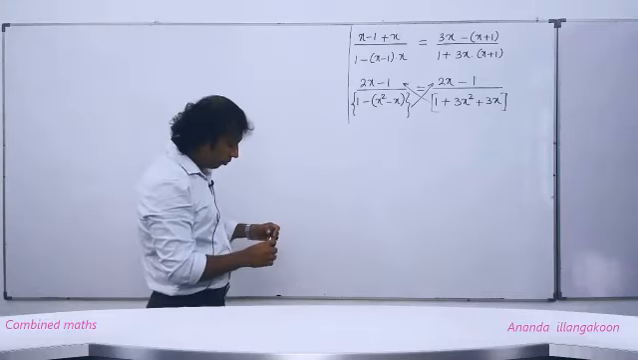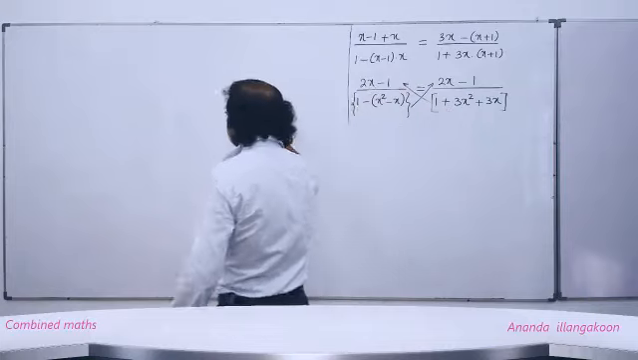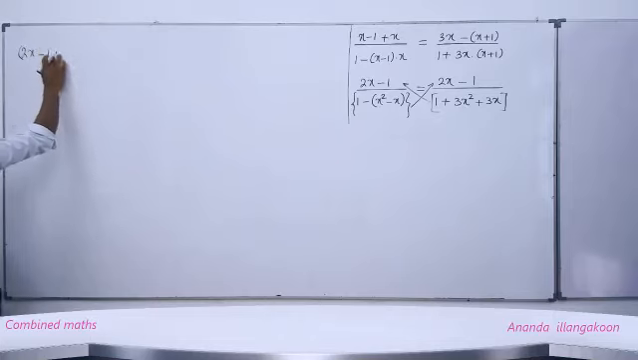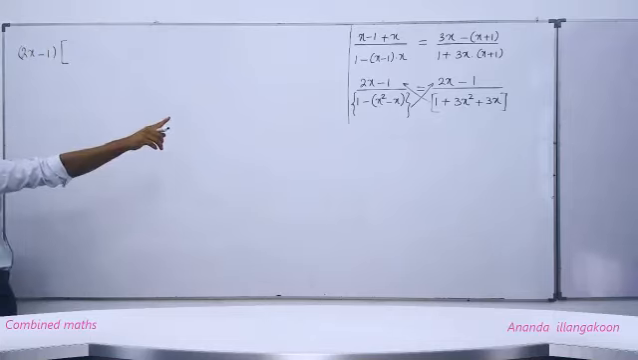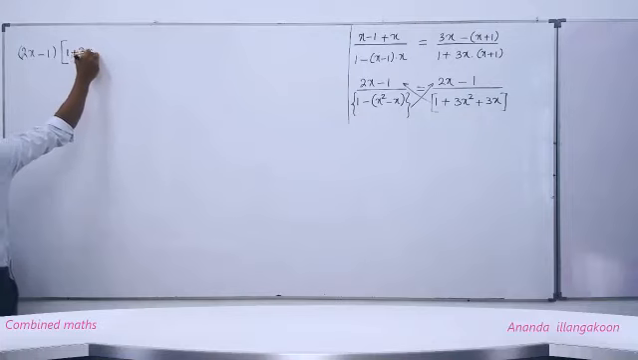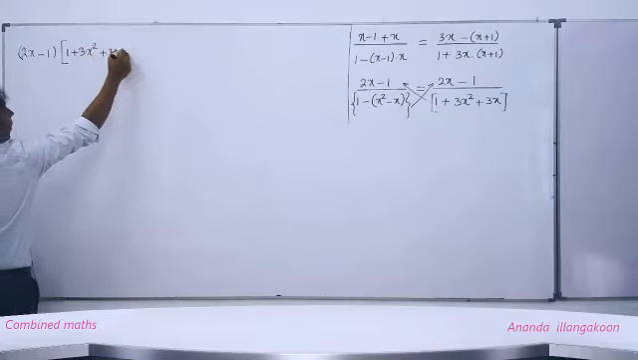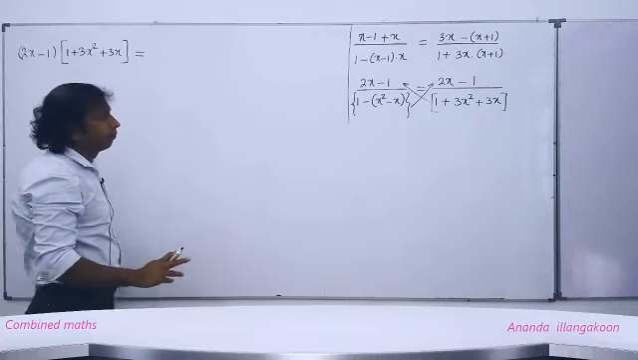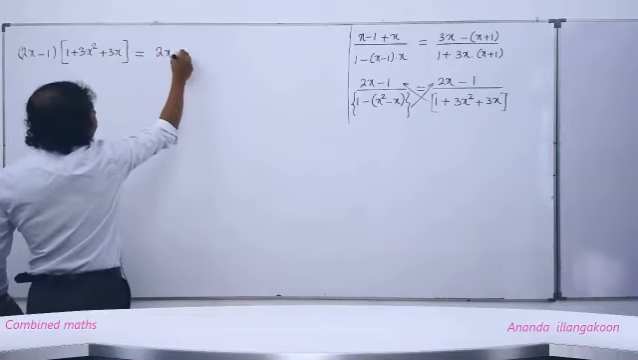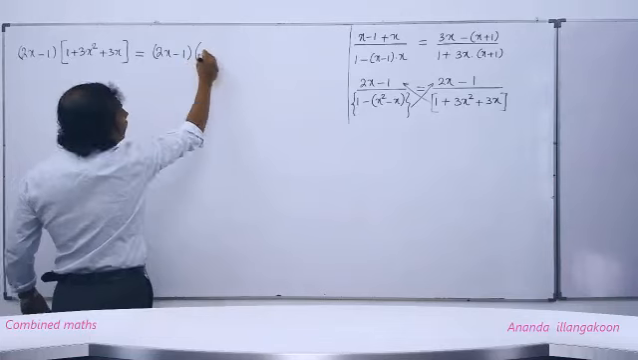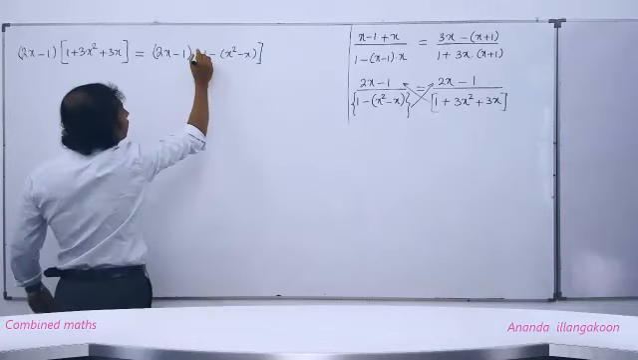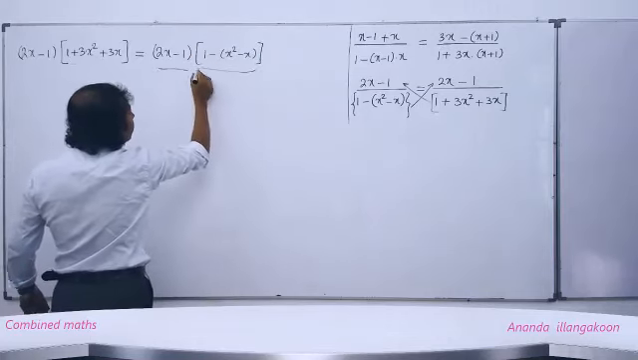Now use the cross multiplication this way. 2x minus 1, and that part. On the right hand side, the denominator comes to the numerator as a product. 1 plus 3x squared plus 3x equals this 2x minus 1 with 1 and with this. What's that? 1 minus x squared minus 6. This whole term, to bring to this side.